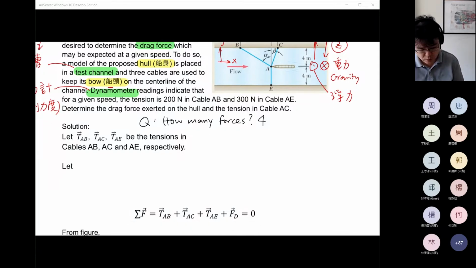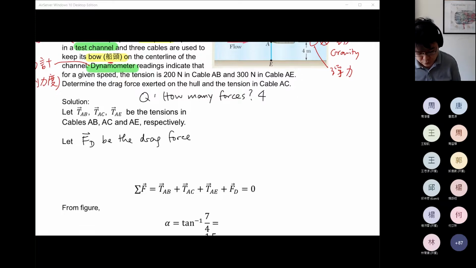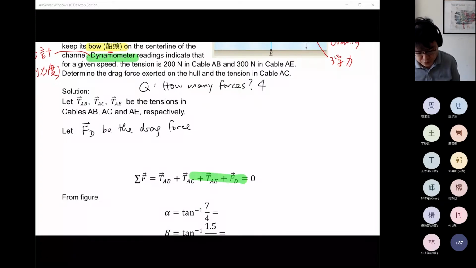Before we go on, before we do the calculations, let me first write. So we have 4 forces, and let FD be the drag force. In the past, of course, I gave you 4 forces here, but in past examinations, your seniors usually miss one of them and they only write 3. Some of them.